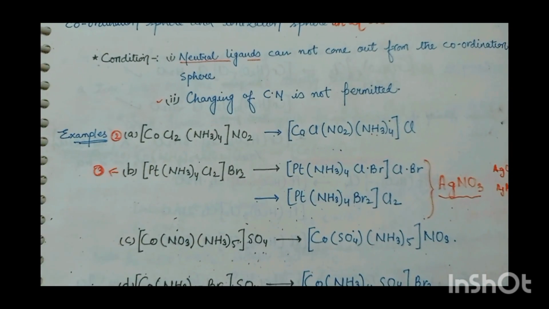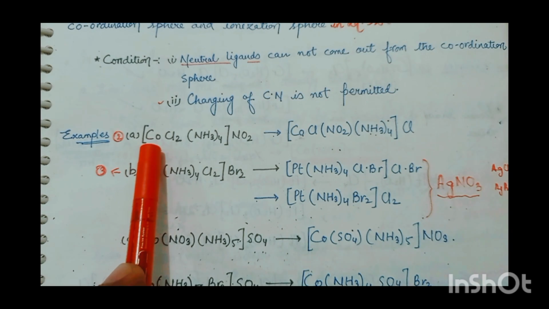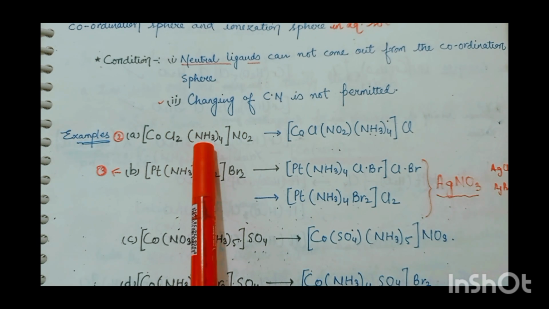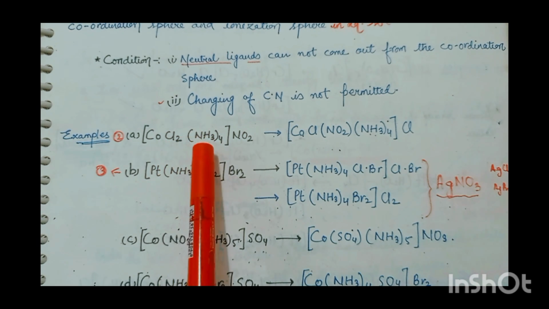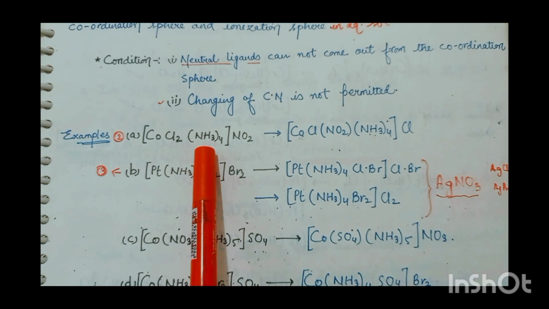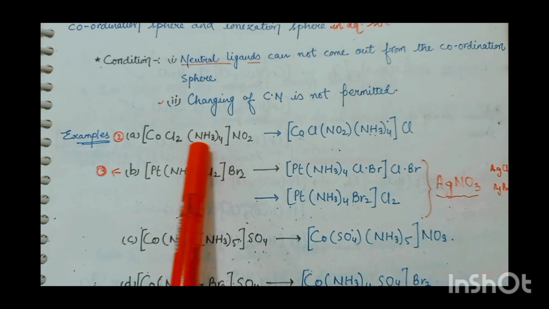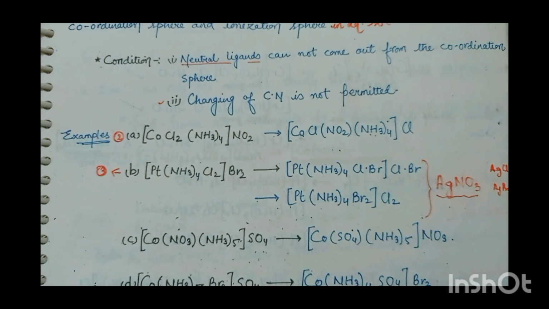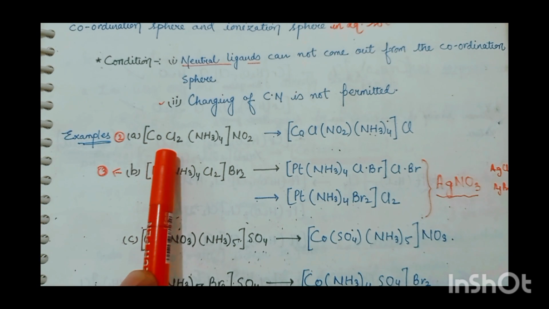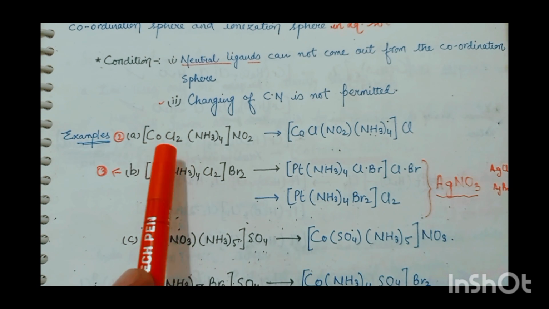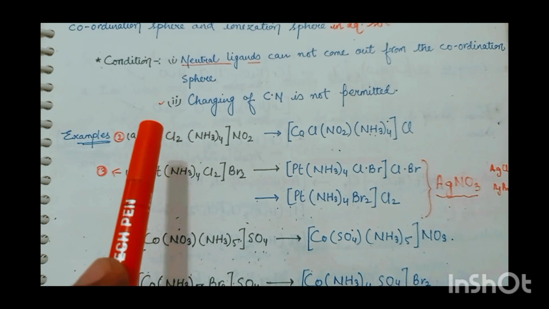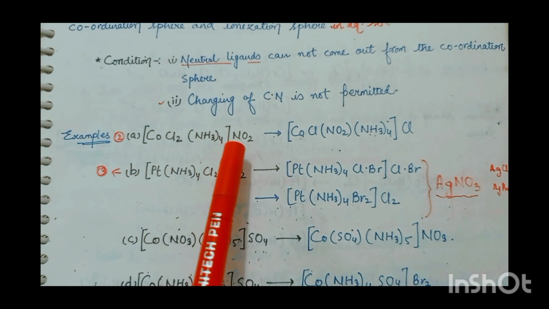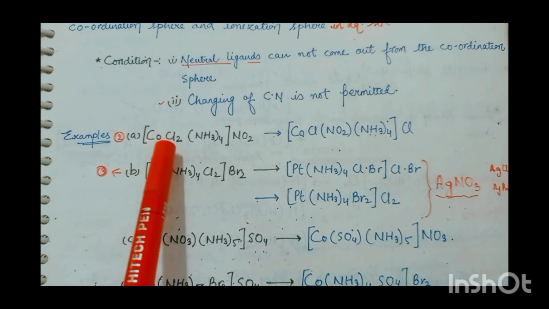Now let's take the first example. See here, the first example we have [Co(Cl)2(NH3)4]NO2. In this compound the coordination number is 6, but remember ammonia NH3 is a neutral ligand. We cannot exchange this ligand. It means ammonia can never come out from the coordination sphere. So what can we exchange? We have chloride, Cl minus. It is a charged ligand, or you can say the negatively charged ligand. Only this ligand can come out from the coordination sphere, and it comes out in such a way that the coordination number is not changed.